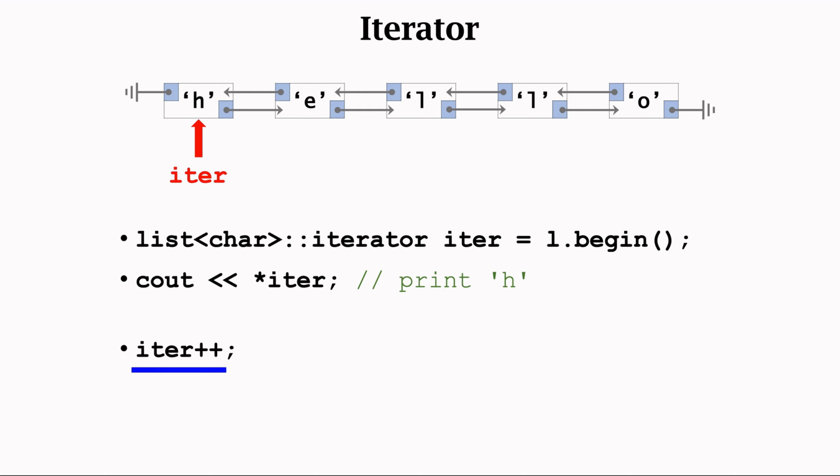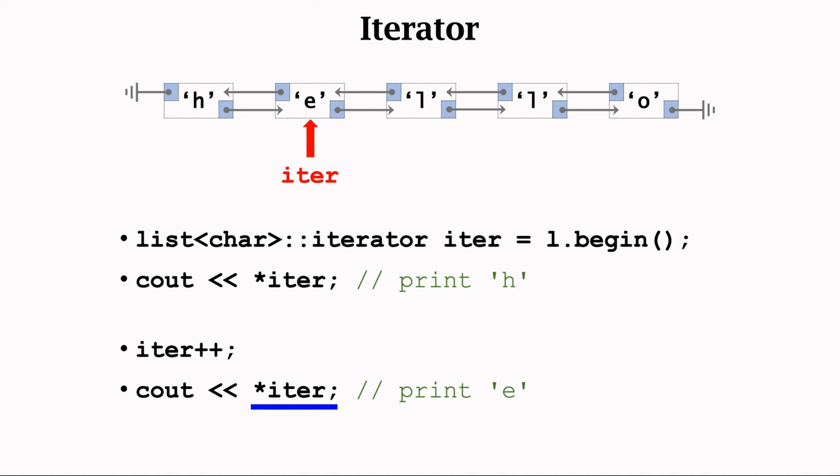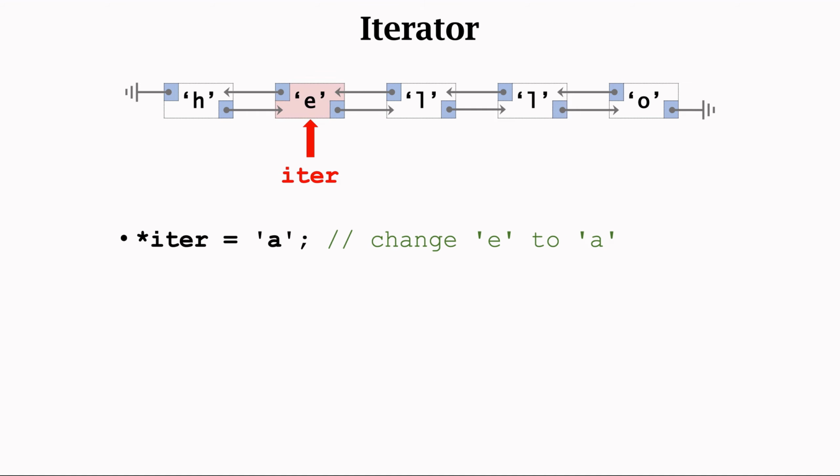This line of code is iter++. It means moving the iterator one step rightward, so the iterator will point to the next node. Now I print *iter again. This time, the program will show the character E. We can modify the data in the node using iter. This line of code assigns character A to *iter. It changes the data in the node from character E to A.